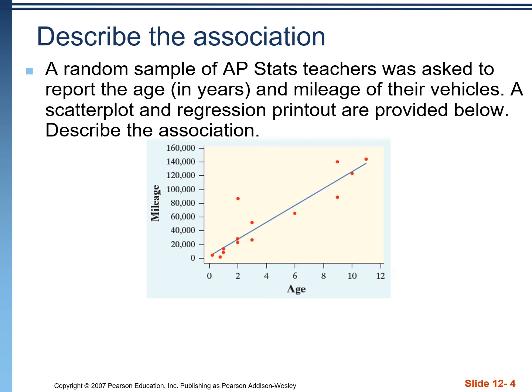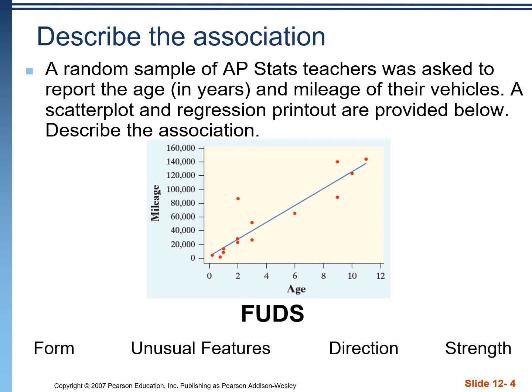Now, if we're given a scatter plot, we'd be asked to describe the association. Here we have a random sample of AP Stats teachers asked to report the age and mileage of their vehicles. And anytime we're asked to describe the association of a scatter plot, we want to use FUDs: form, unusual features, direction, and strength.